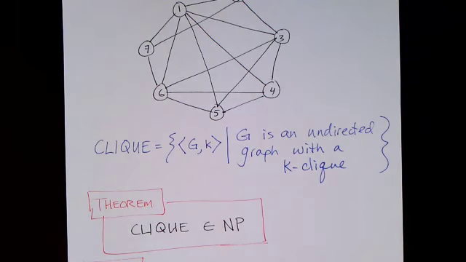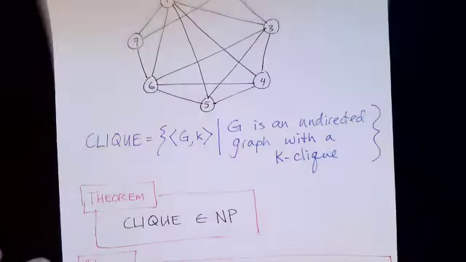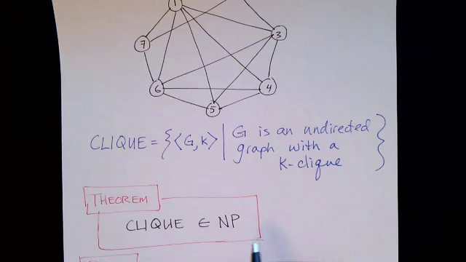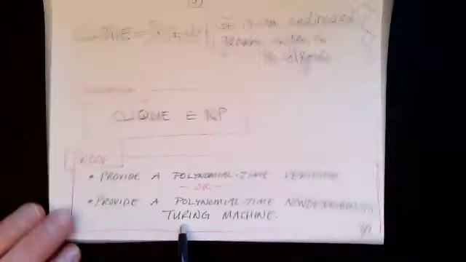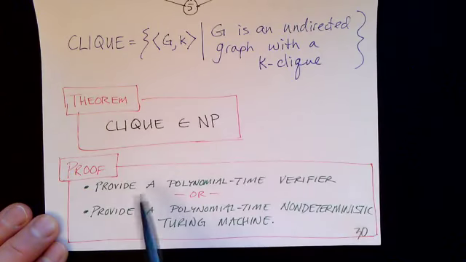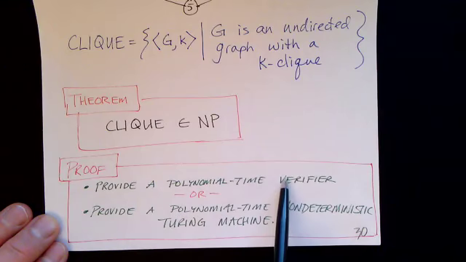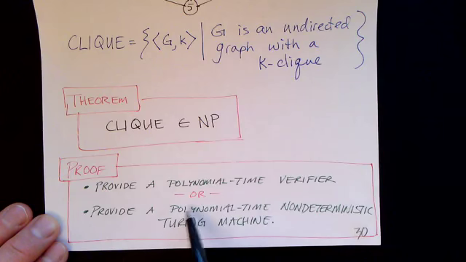Okay, it turns out that the clique problem is in NP. We can prove that, and remember our definitions of NP. In order to prove that clique is a member of this class of problems called NP, we can do it two ways. Since we have two equivalent definitions of NP, we can structure the proof in two ways. We can provide a polynomial time verifier, or we can provide a polynomial time non-deterministic Turing machine that will decide the problem. So we have two ways to prove that this problem is a member of NP.